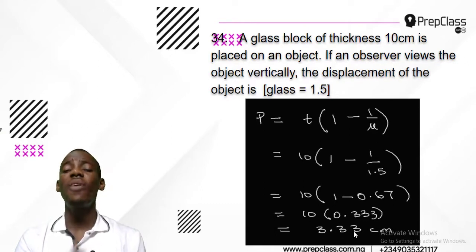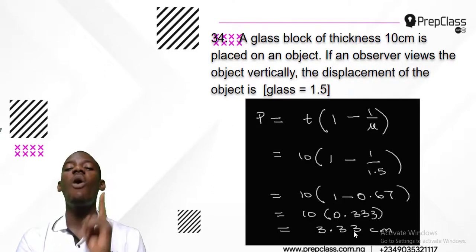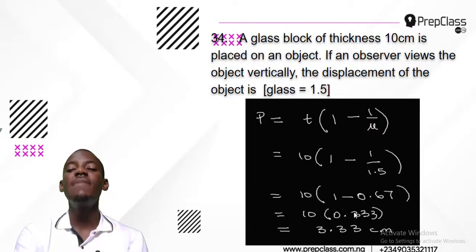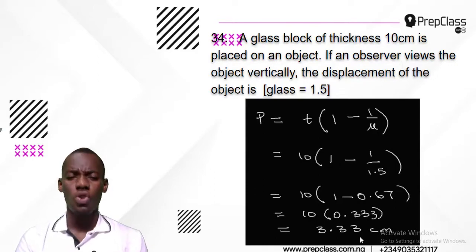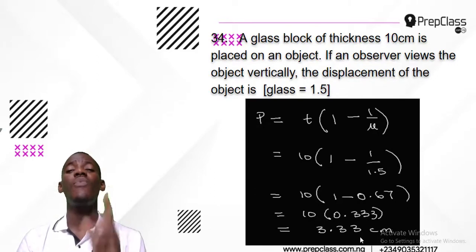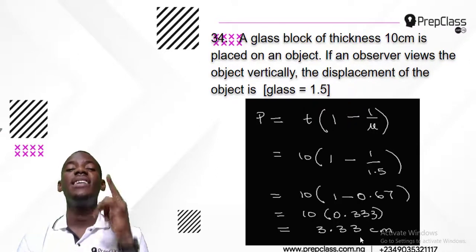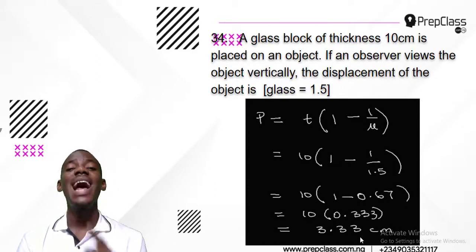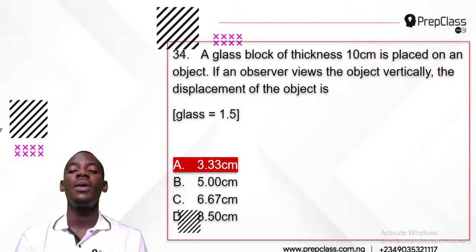So the master formula for finding displacement, P, it means displacement. Displacement of an object when you are given the thickness is T bracket 1 minus 1 over refractive index. Please take note. For any mirror question, when you are given the thickness and you are told to find the displacement, it is T bracket 1 minus 1 over glass index, and that is the answer for question number 34. Now it is A, 3.33 centimeters.